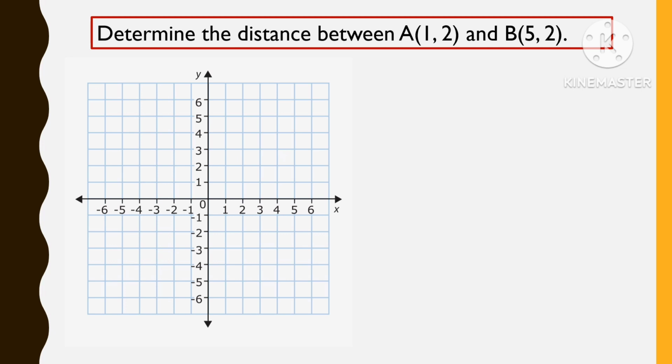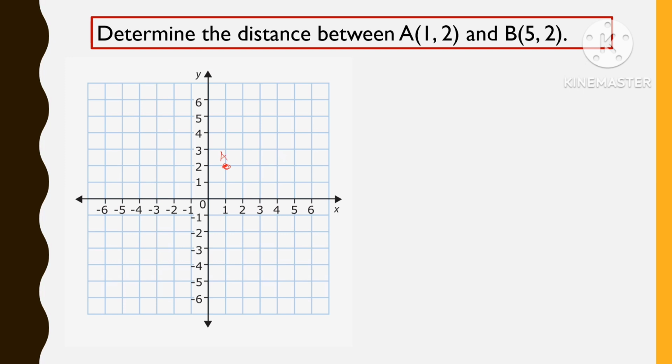Remember that 1 here can be located on the x-axis since it refers to the x-coordinate. So we have here the 1, and the 2 here is our y-coordinate, so it is located on the y-axis. So this will be the 2. So if they meet, they are located somewhere here. And this is our point A.